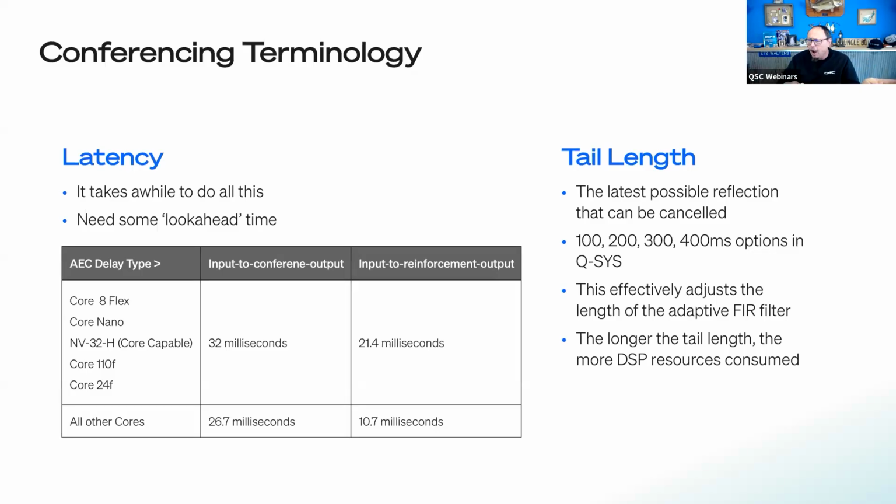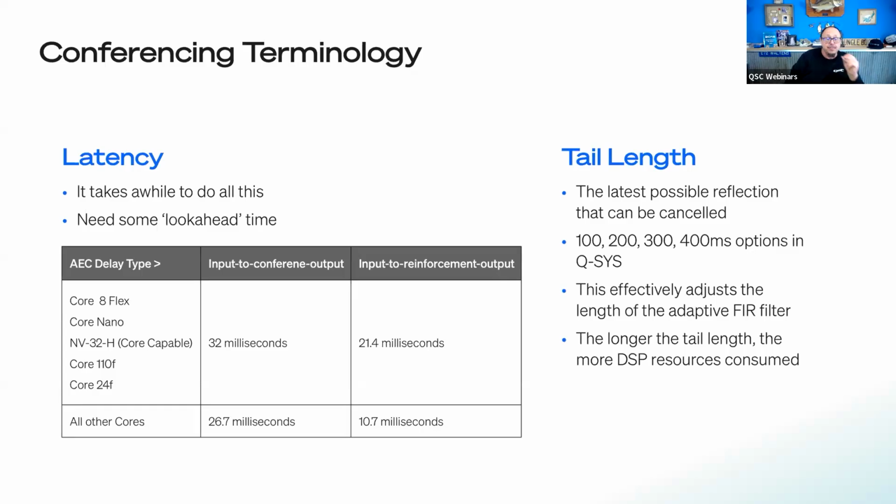And all other cores other than the small form factors listed there are 26.7. So if you get into that Core 110, or if you still have a Core 510 or 610, those bigger processors can process these signals faster. And we'll talk about what the reinforcement output is if you're not familiar with that.